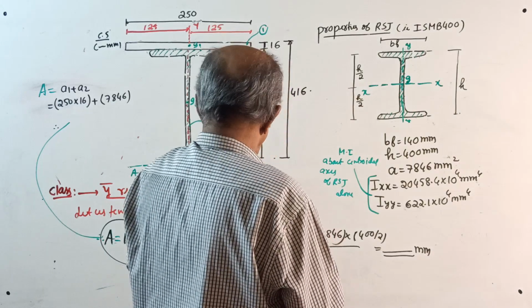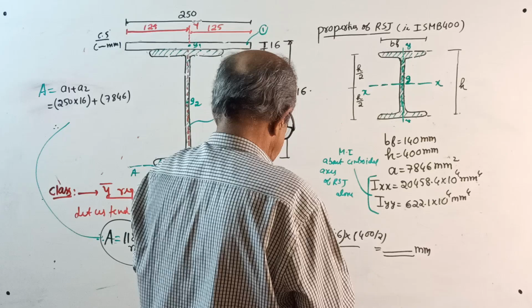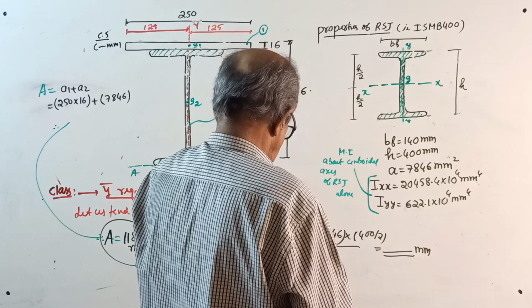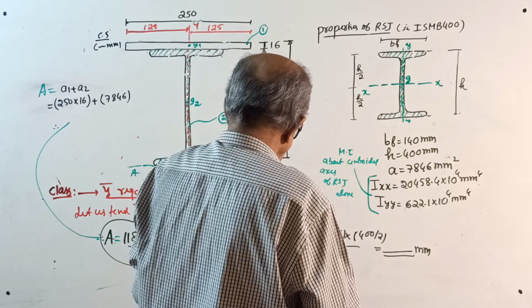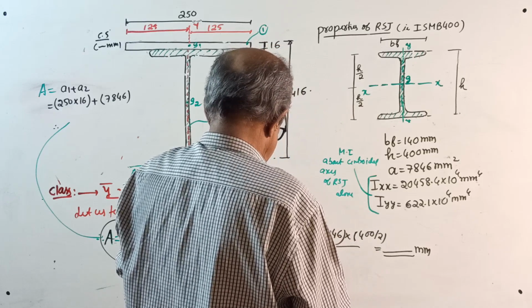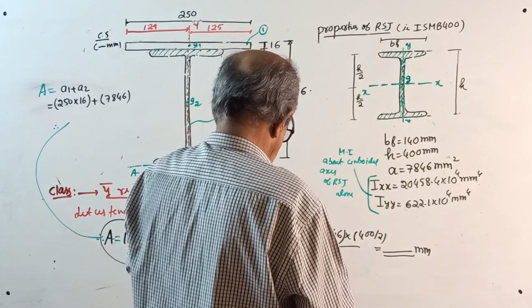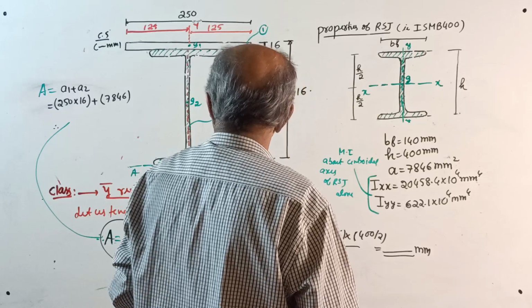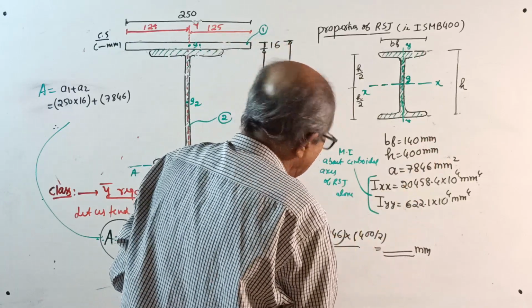250 into 16 into (400 plus 8) plus 7846 into 200 divided by 11846. What is the calculator doing? It is playing with me. 250 into 16 into (400 plus 16 by 2) plus 7846 into 200 divided by 11846. 270. What is happening? Something is wrong in the calculation because I got some other value. Correct, 270. Yes, I got the answer there.